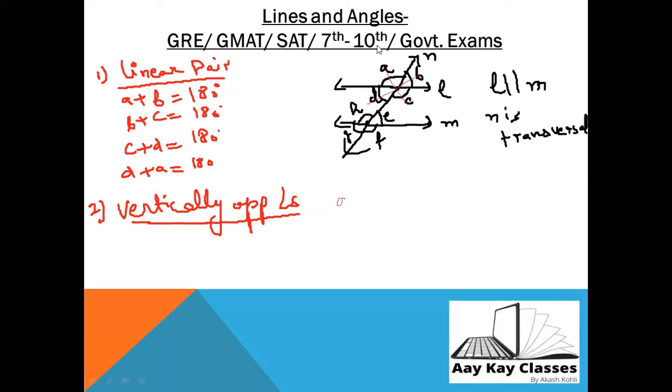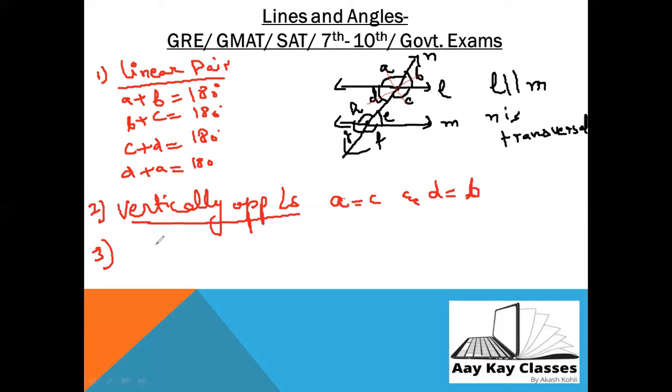A equal to C, and D equal to B. So these are what? Vertically opposite angles. In the same way, there are vertically opposite angles in these pairs also, right? So you need to write it down by yourself.